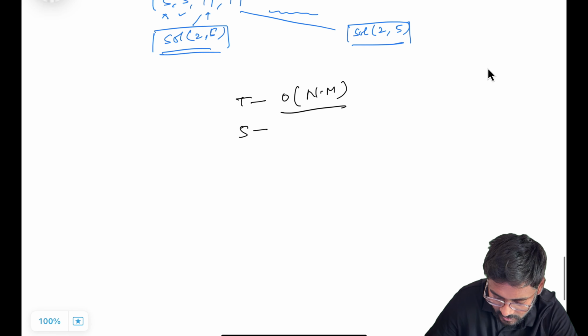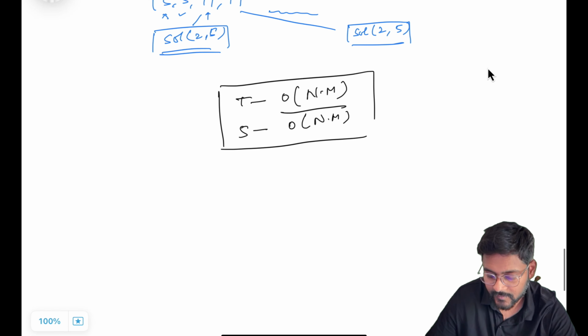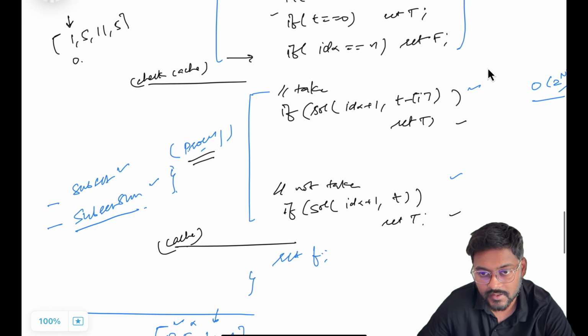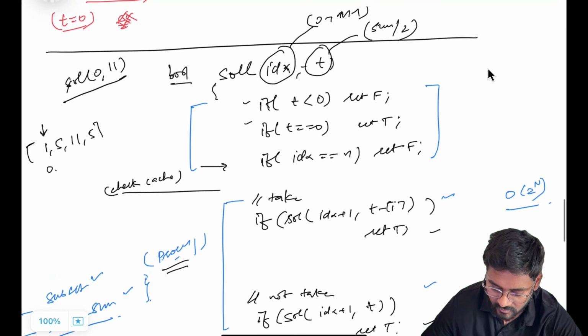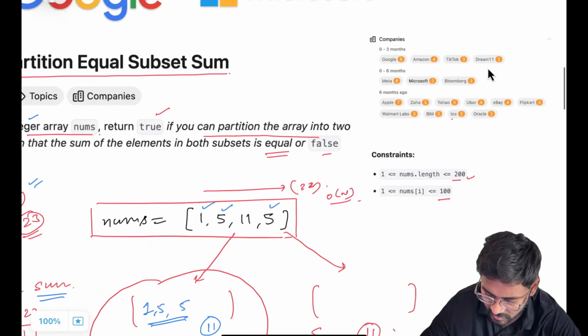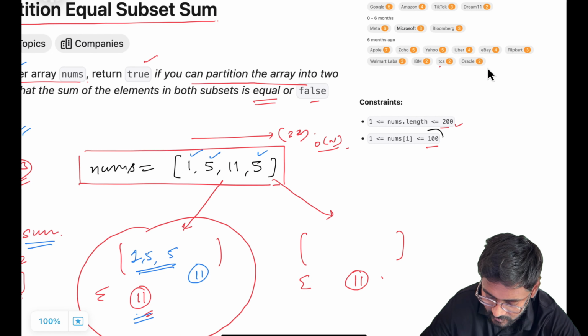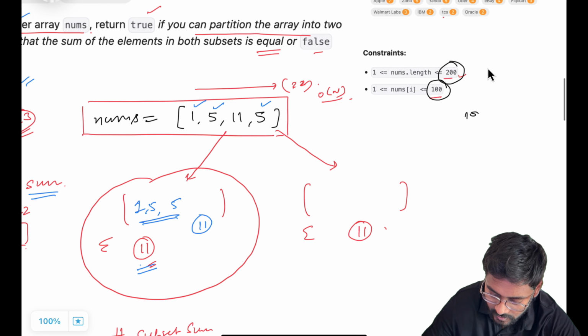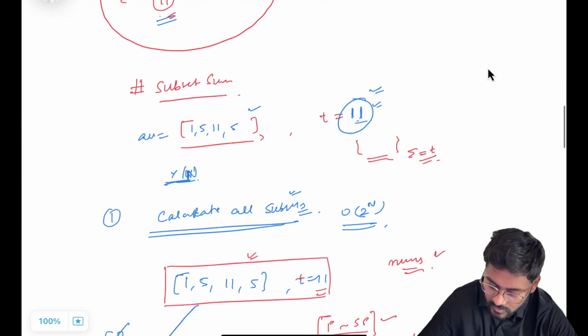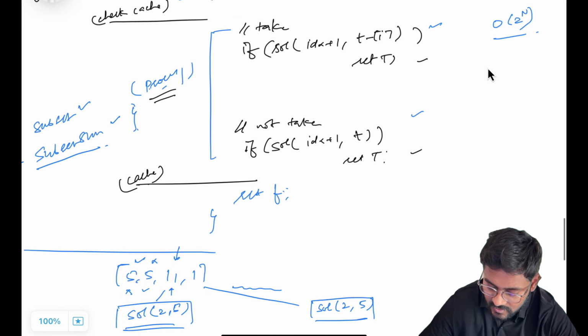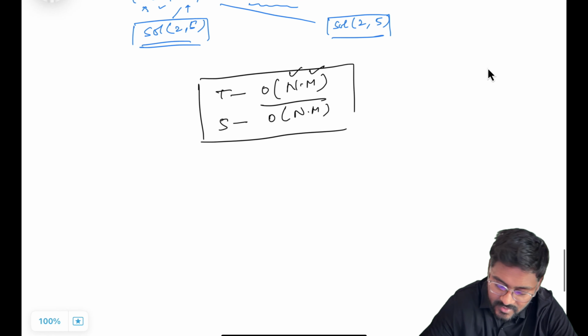And what about the space complexity? Space complexity will also be n into m, because we might take a 2D array to store the answer, or if not a 2D array, maybe we are using a map. But a 2D array will work fine because the target value, see, we are having nums item equal to 100 and length can go till 200. So 100 into 200, 2 into 10 power 4. And if I divide it by 2, it will go till 10 power 4. So this can be the size of one matrix. Second matrix dimension is already n.